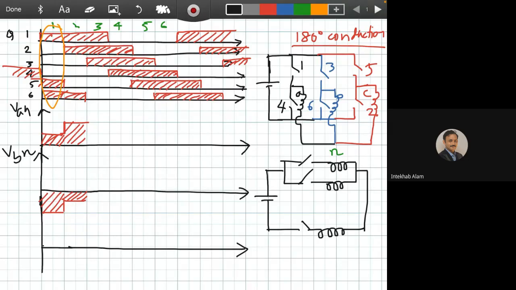So 1 is with A and 3 is with B, and now C is with 2 in the lower bank. So 1, 3, and 2. What will be the value of AN and BN? 1/3. Good. Both are the same, and the value will be 1/3.